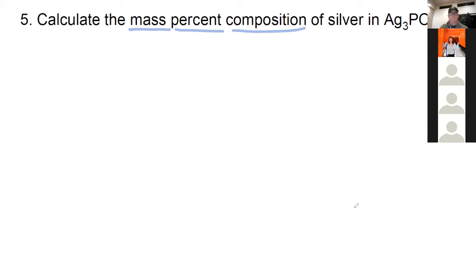So compute the molecular weight of silver phosphate. Okay, how do we do that? Other than looking it up. We actually have to calculate it. How do we do that? A good old periodic table. Yep. So we're going to need the mass of silver, we're going to need the mass of phosphorus, and we're going to need the mass of oxygen.